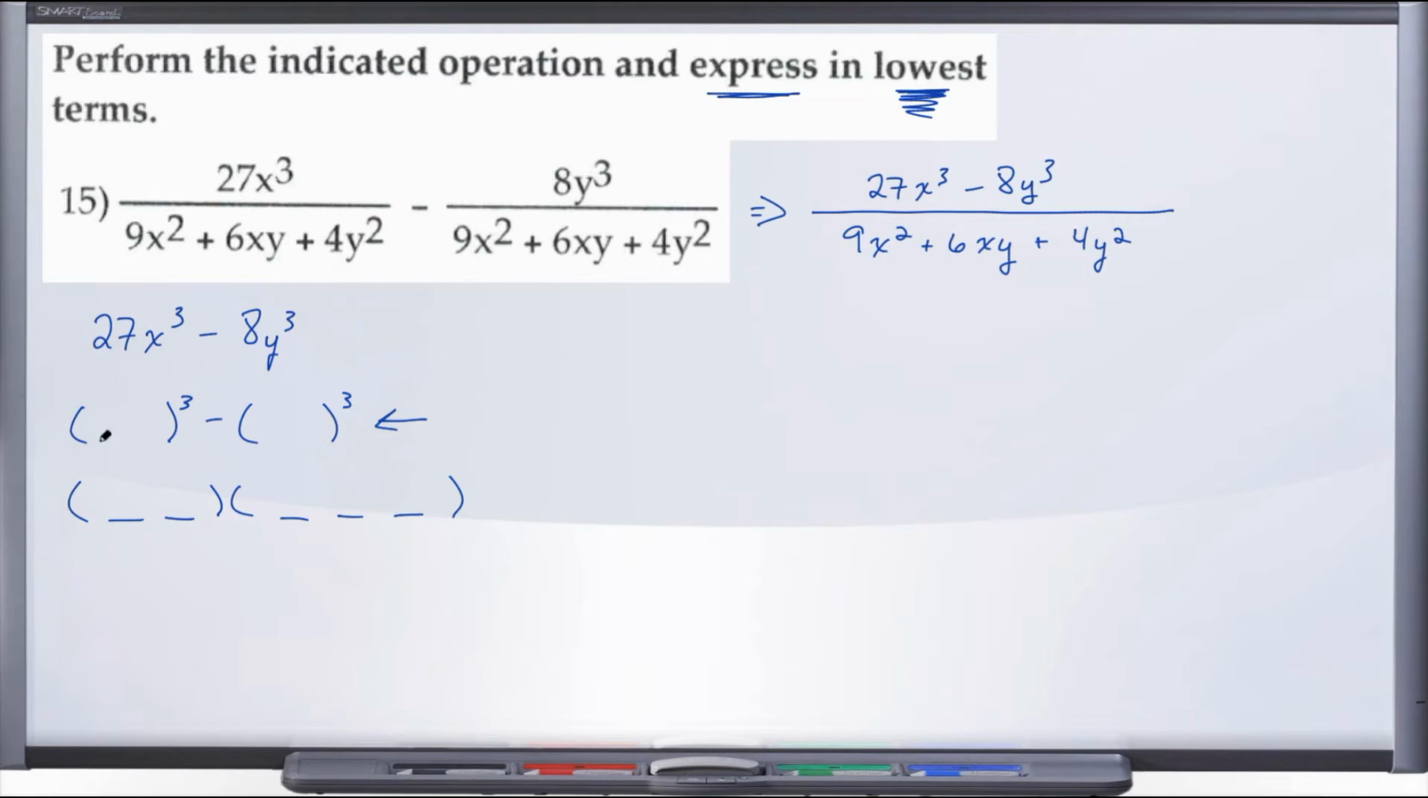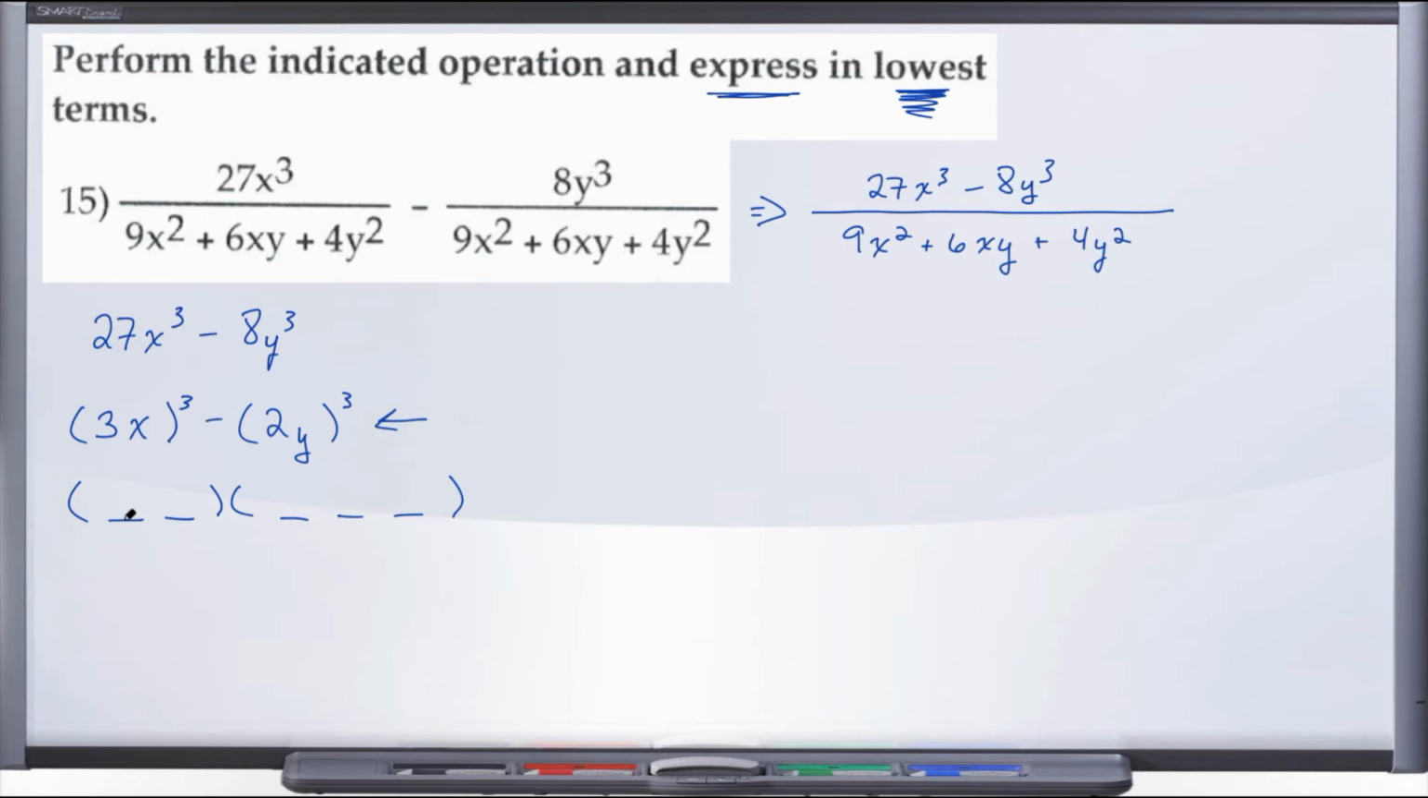And what we're going to do is we're going to say, what number cubed gives me 27? Well, 3 cubed gives me 27. And what letter do I cube to get x cubed? Well, that's pretty easy, right? I have to cube x to get x cubed. Minus, there's our minus. And now, let's ask ourselves those same questions. What number do I cube to get 8? Well, I have to cube the number 2, 2 times 2 times 2. What letter do I cube to get y cubed? Well, again, that's not too bad. That's just a y.